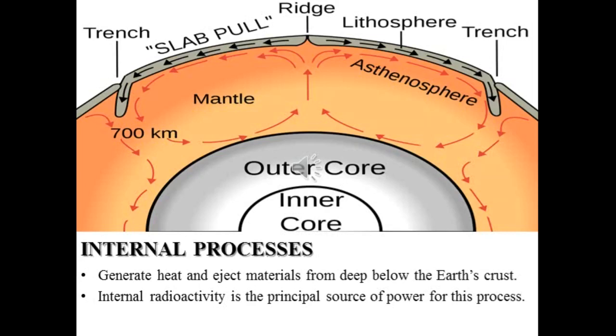So these heat waves, which are in the interior part of the earth, eject materials from deep below the earth's crust. This internal radioactivity is the principal source of power for this purpose. For internal processes, internal radioactivity is the main source. For external purposes, natural agents like water, glacier, wind, etc. act as a source of power. Likewise, in internal processes, internal radioactivity is the principal source of power.